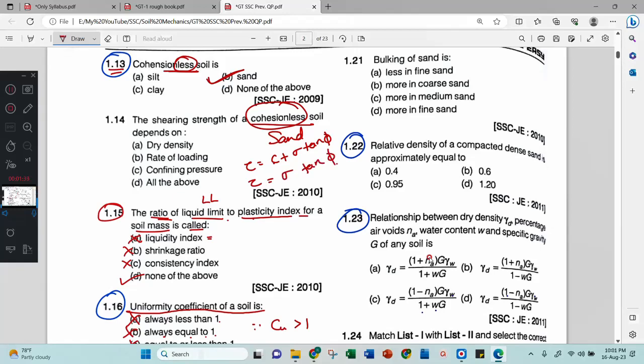Therefore, here come dry density, rate of loading, confining pressure, all of the above. Okay. Dry density, as the dry density increases, shearing strength increases because this depends on phi. Rate of loading, yeah, rate of loading is also depending. Confining pressure, I have to consider this, and this both are influencing your shear strength, then indirectly the rate of loading also influences. All of the above will be the correct answer.